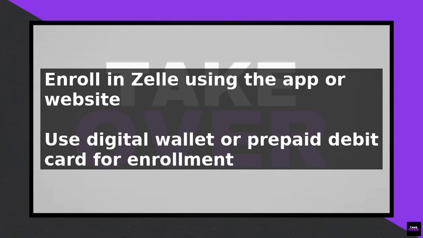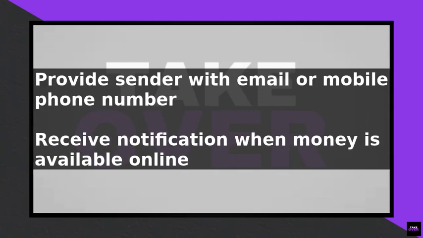eligible. Once you have enrolled in Zelle, you will need to provide the sender with your email address or mobile phone number associated with your digital wallet or prepaid debit card. The sender can then use the Zelle app or their bank's website to send you money. When the sender initiates the payment, you will receive a notification that the money is available in your digital wallet or on your prepaid debit card.